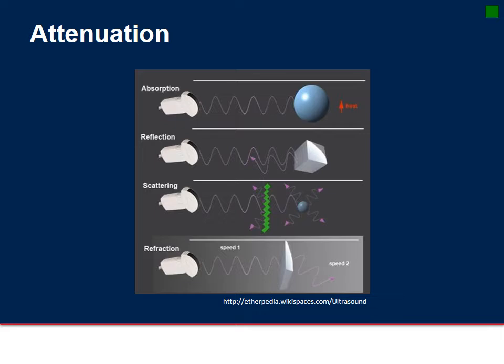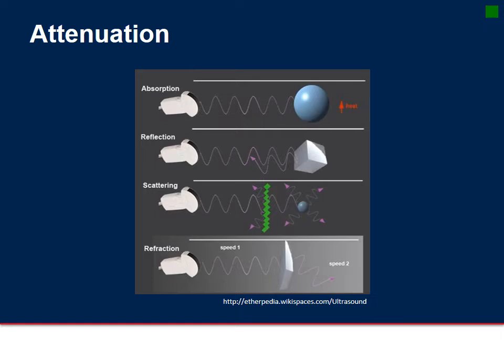Attenuation refers to the loss of ultrasound wave amplitude from several different mechanisms. In other words, it refers to the loss of signal returning back to our transducer. So absorption occurs when the ultrasound beam is absorbed by an object and turned into heat. These ultrasound waves, when they're absorbed, are obviously not reflected back to our transducer, and so we don't actually see them in our image.